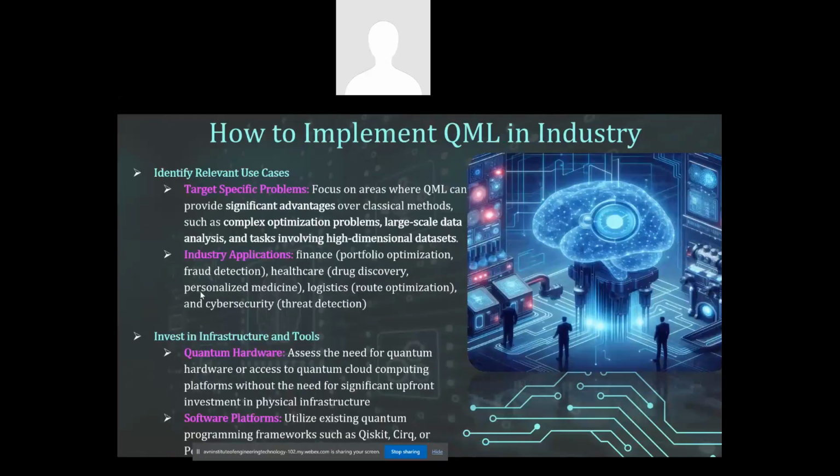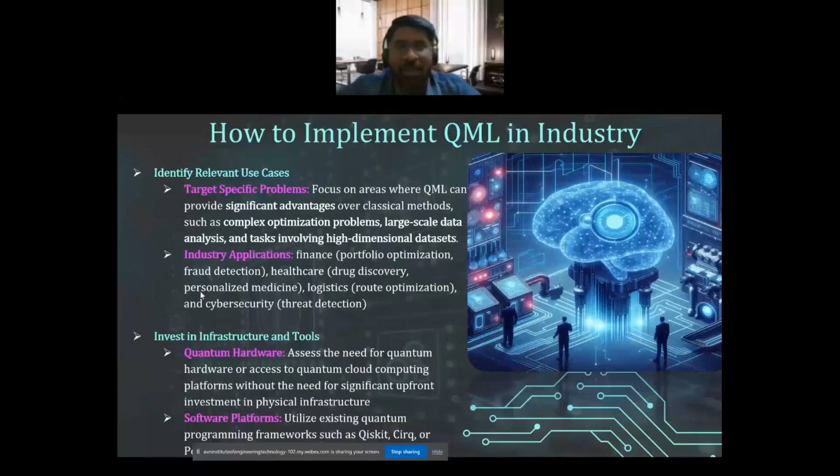Okay, so we saw the various opportunities where we can implement quantum machine learning, in each and every department or sector, and where the opportunity is. So where can I implement it, that we have seen earlier. Now we are going to see how to implement quantum machine learning. We've seen where the opportunity is, and now we are going to see how we are going to implement it.